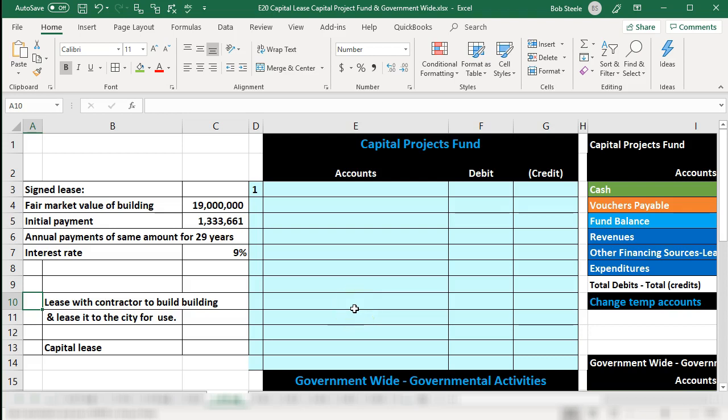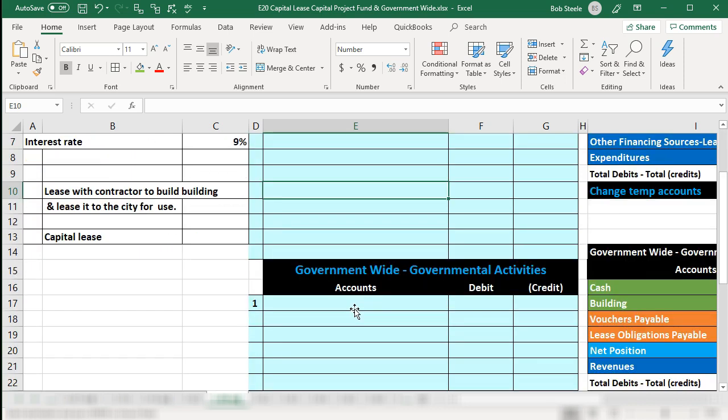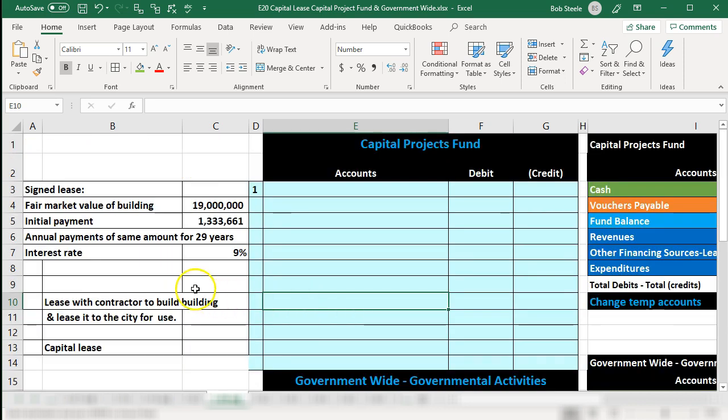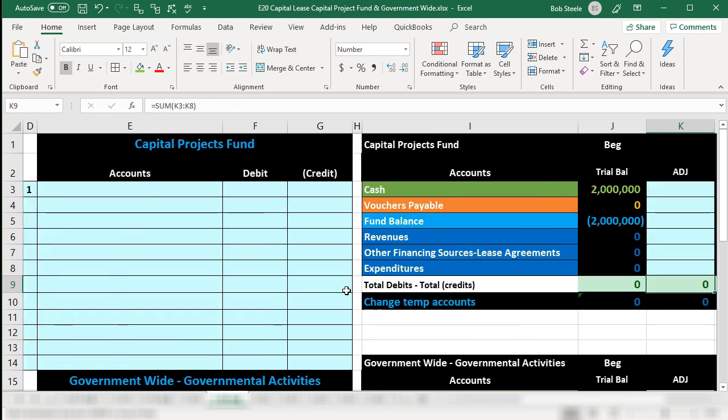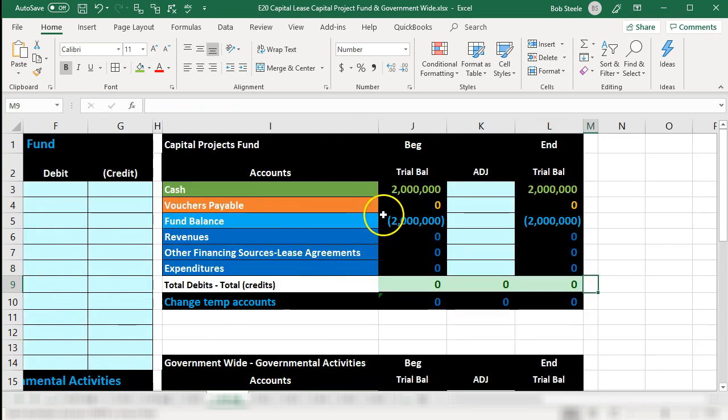In this presentation, we will work a problem related to a capital lease, which we will post to a capital projects fund and the government-wide activities. The information is going to be on the left side. We're going to put that into the blue area on the right side. We're going to journalize the journal entries into the general journal, then post them to our worksheet so that we have something that's in balance.